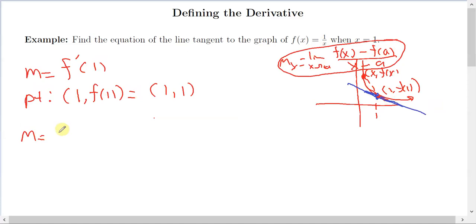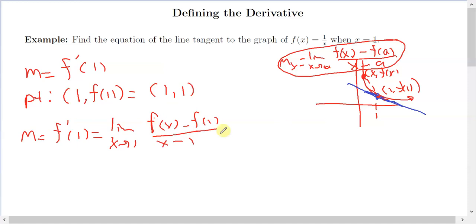The slope is the limit as x approaches 1. So I've got either option, but I'll go ahead and use this option because it looks more like my difference in y's and difference in x's. But I'll probably calculate this limit both ways just to practice using both definitions. Anyway, so this is going to be f of x minus f of 1 over x minus 1. And so for this problem, that's going to be the limit as x approaches 1. f of x is just 1 over x. f of 1, that's the y coordinate here, that's just 1. And then that's divided by x minus 1.